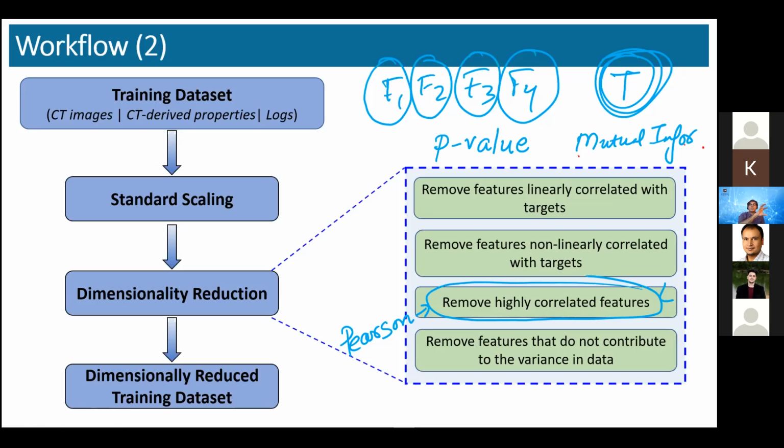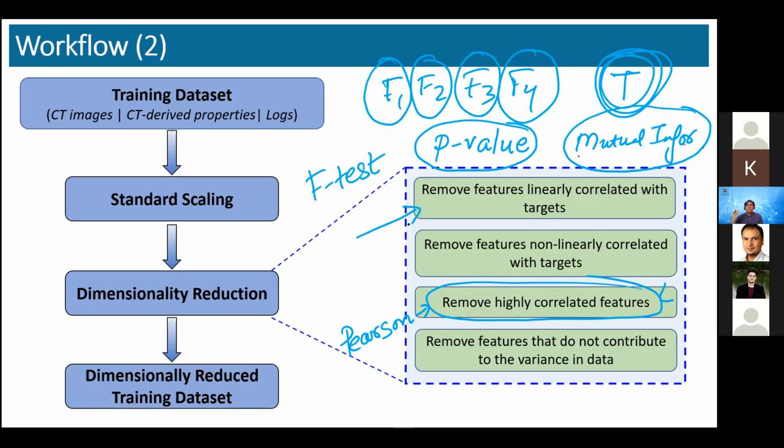Mutual information looks at the nonlinear strength of the relationship between the feature and the target. It looks at one feature and the target, then another feature and the target, one at a time, so it's looking at all those combinations. The p-value, which is sometimes also referred to as the f-test, looks at the linear strength between the feature and the target. So step one is to look for linear strength between feature and target.